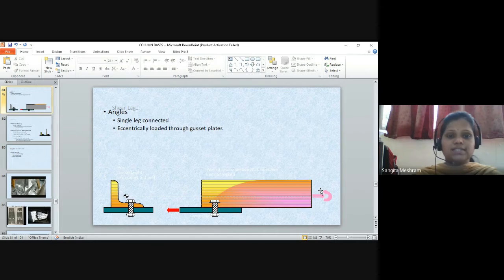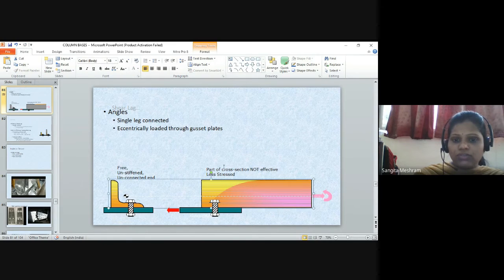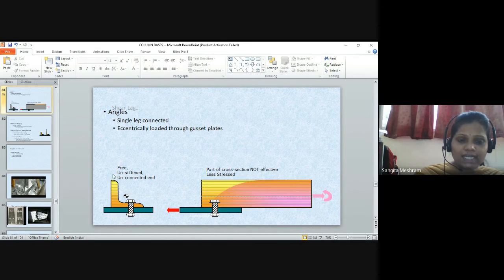Then angles may be a single angle connected, eccentrically loaded through a gusset plate. Just see here, the bottom leg is connected with the plate with the help of this bolt connection. So these angles can be used for designing. This is the part of the cross section not effective in the lag stress. So basically in the condition of shear lag, how will you consider its effect?